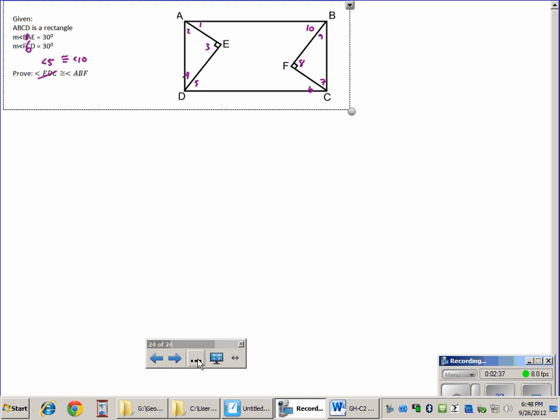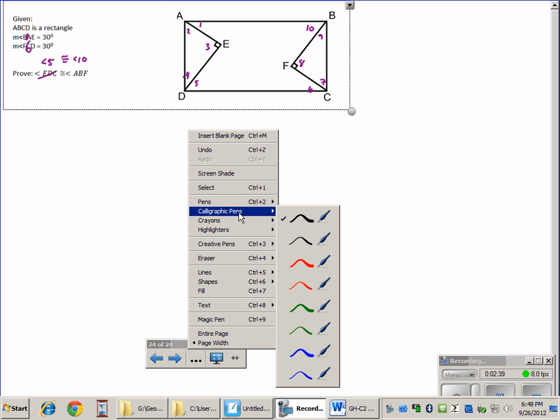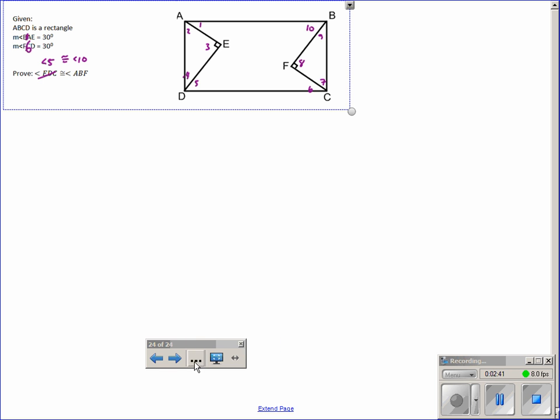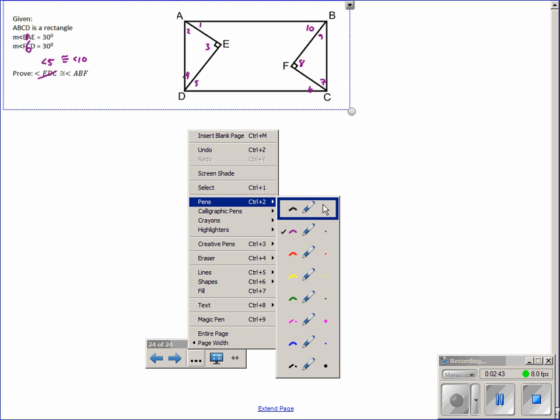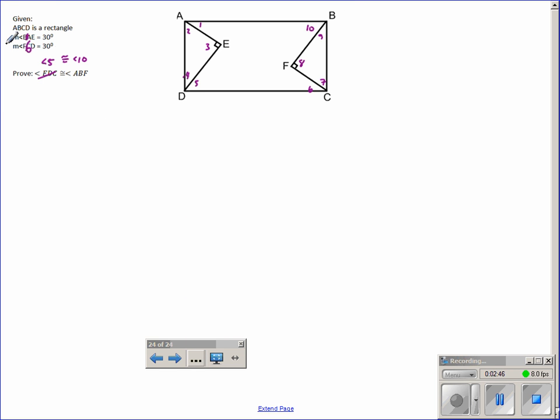So let's get our givens into this proof. I have this box right here, and I'm going to rewrite it. So we have our givens, excuse me, that ABCD is a rectangle. The measurement of angle 1 is 30 degrees. The measurement of angle 6 is going to be 30 degrees as well. And I apologize, that got messy.